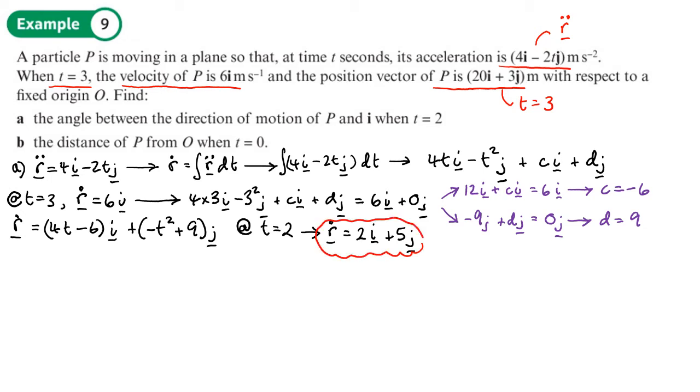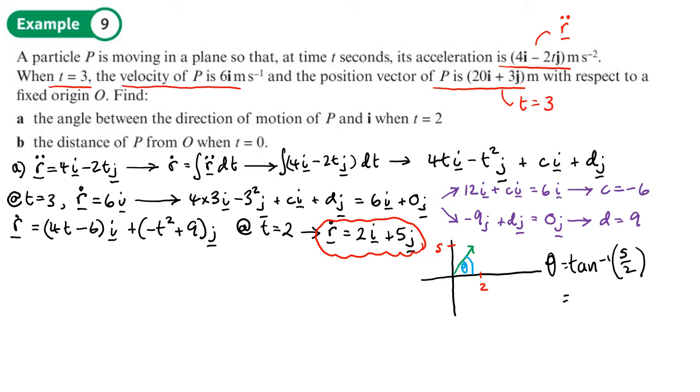I want to find a direction, so always draw a diagram. So here's my axis, and it's a vector that's 2 across, 5 up, doesn't need to be to scale. So the velocity vector looks like this, and I want to find the angle between that and the i vector, so that's the angle I want to find. So theta is going to be the tan inverse of the opposite, which will be 5, over the adjacent, 2, so the tan inverse of 5 over 2.